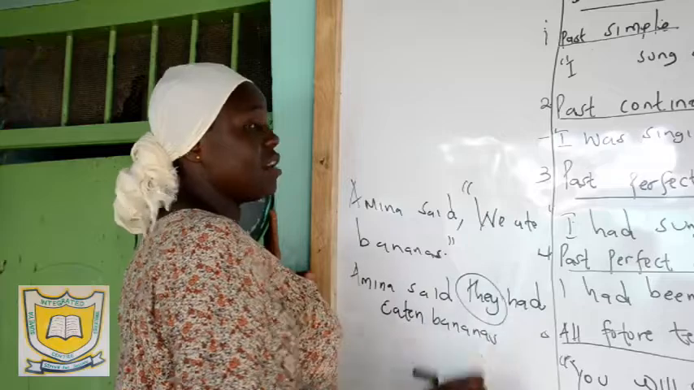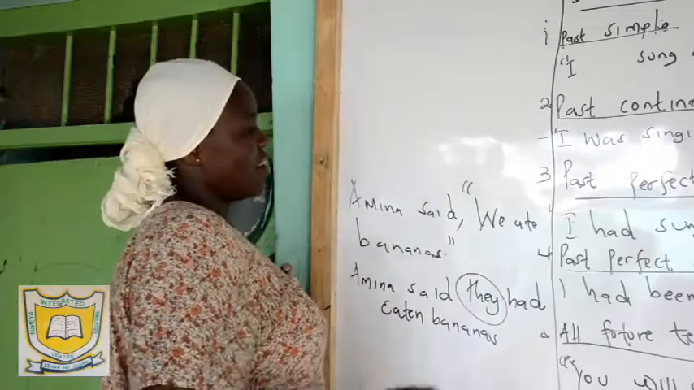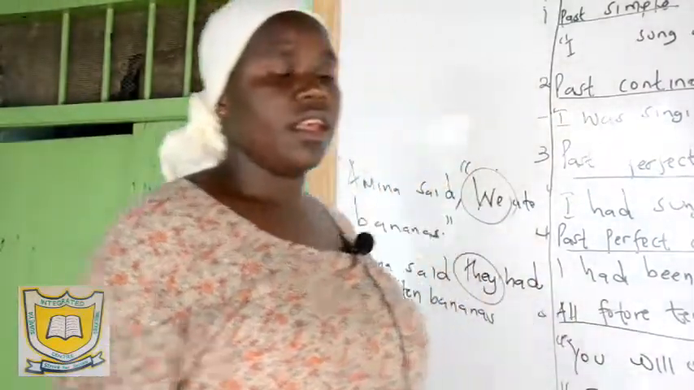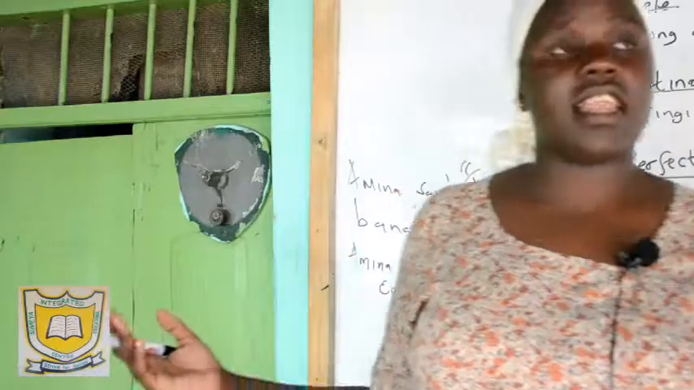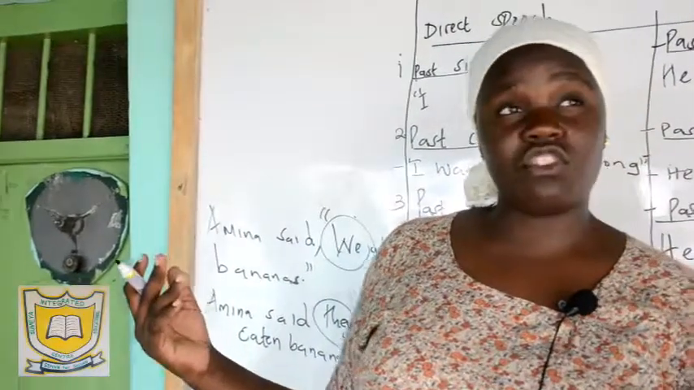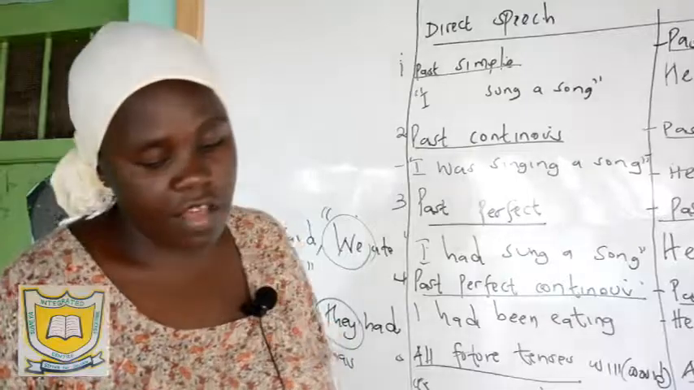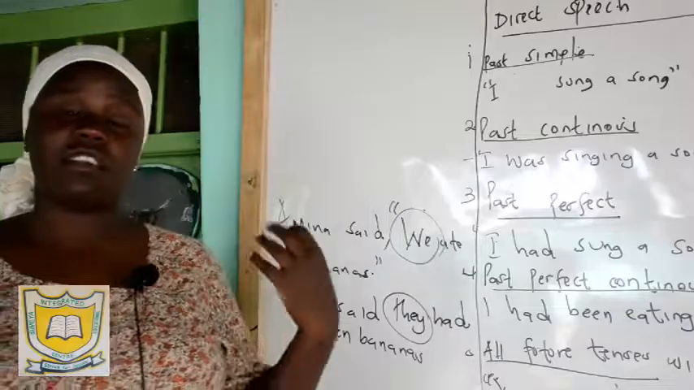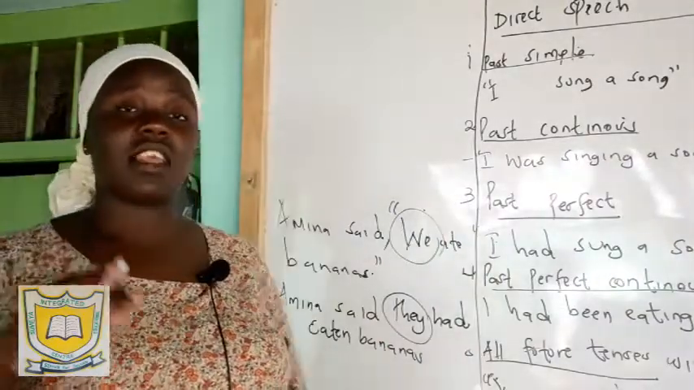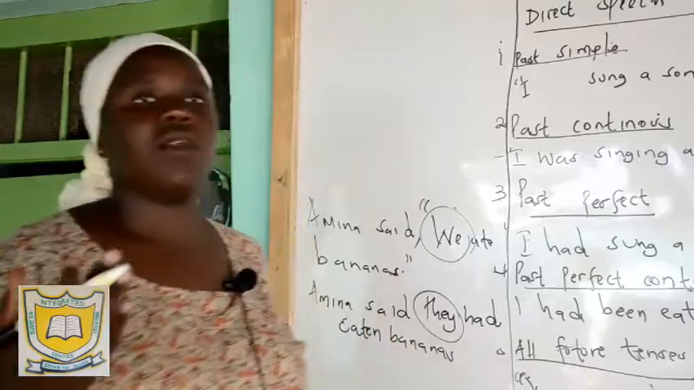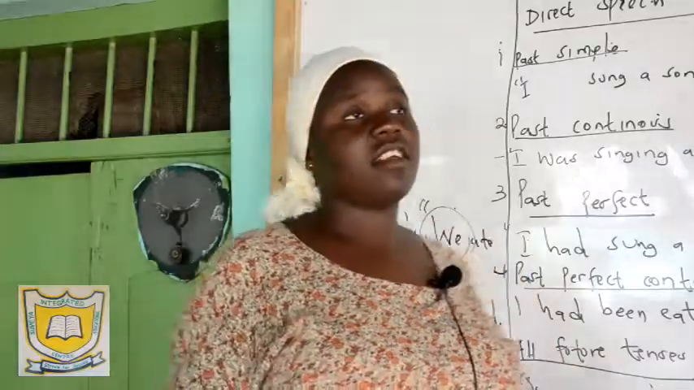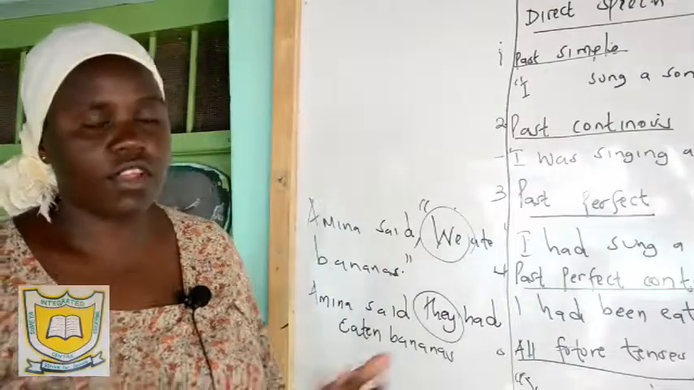You realize that in my reported speech I'm having they, but in my direct speech I'm having we. We changes to they in indirect speech, and then I changes to she or he. And then I said if you have you, it depends if the you is singular or plural. If you is plural, it changes to they or them. But if you is singular, then it changes to she, he, her, or him.